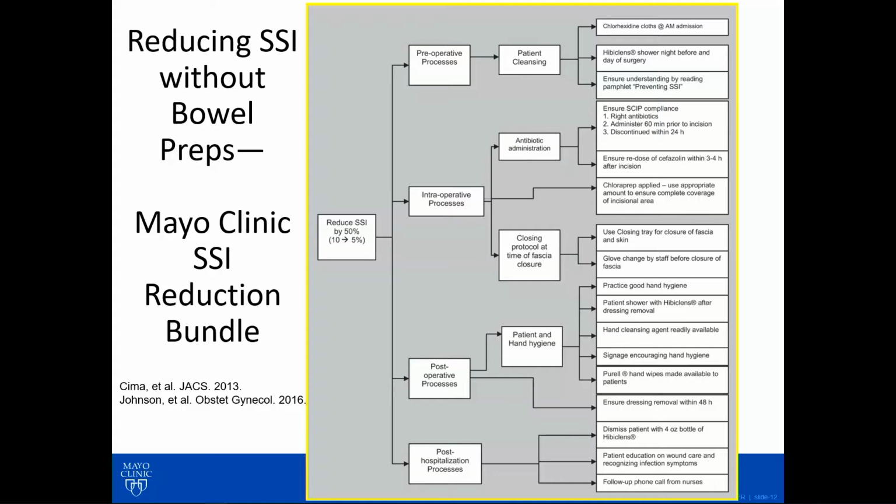But using a bundled approach, both in the colorectal surgery group as well as in the gynecologic oncology surgery group, we were able to reduce surgical site infections without needing a bowel prep. So it's a 17-point bundle, but a lot of these are best practices like wash your hands, take care of your incision, and also using a closing pan where we're using instruments that haven't touched an area that was contaminated with normal flora, like the colon or the vagina.